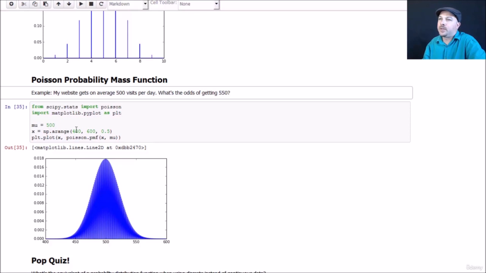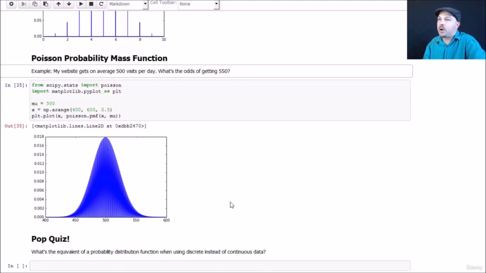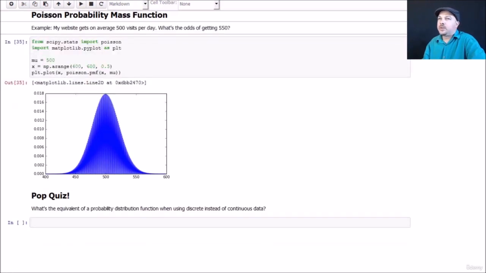So in this example, I'm saying my average, mu, is 500. I'm going to set up some x values to look at between 400 and 600 with a spacing of 0.5, and I'm going to plot that using the Poisson probability mass function. And I can use that graph to look up the odds of getting any specific value that's not 500, assuming a normal distribution. So 550, it turns out, comes out to about 0.002 is the probability there, or 0.2%. Very interesting. Those are some common data distributions you might run into in the real world.